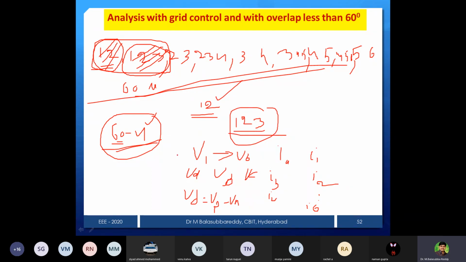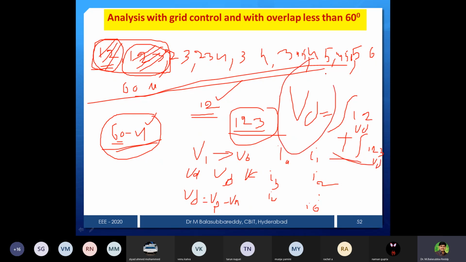Therefore, how will you get the average output voltage? In the previous case, only 1 2 was conducting; I substituted the limits and got it. But now, for the average output voltage of a converter under the overlap condition, I want to integrate the average expression when 1 2 is conducting, plus the VD when 1 2 3 is conducting. Here what is the VD? Here what is the VD? And adding these two, we get the final average expression of the converter when overlap is considered.